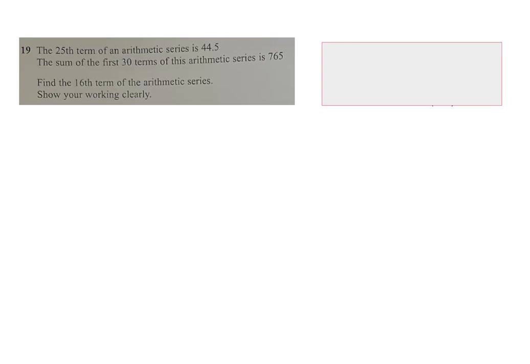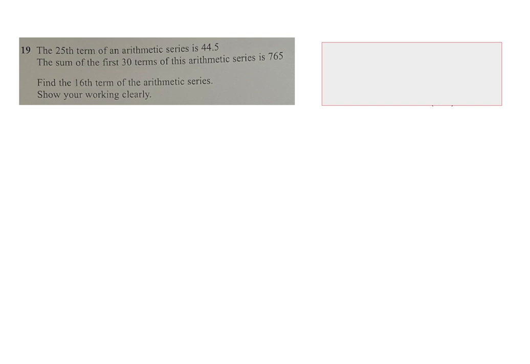Here we're presented with an arithmetic series question. In it we are given the 25th term, in this case it's 44.5, the sum to the first 30 terms, which is 765, and they ask you to find the 16th term in the series. So it's a pretty typical sort of question involving arithmetic series.